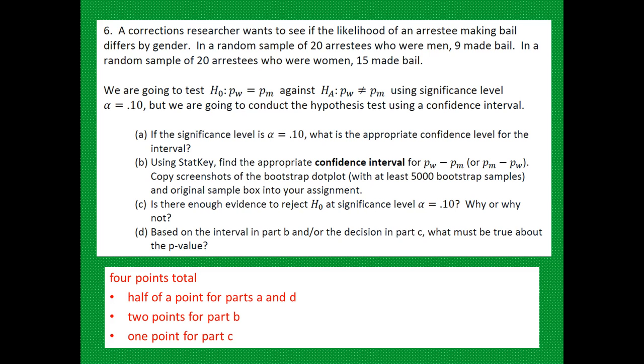And then part D, what must be true about the p-value? There are two possible answers to part D. One is that it's less than 0.1. The other is that it's greater than 0.1. It's one of those two things. That's all you really have to put there for D. And you can do it off of the conclusion in C, or you can do it off of the interval in B, either way. But those are the two possible answers. Either the p-value is less than 0.1 or the p-value is greater than 0.1. One of those two things is what you want for D.